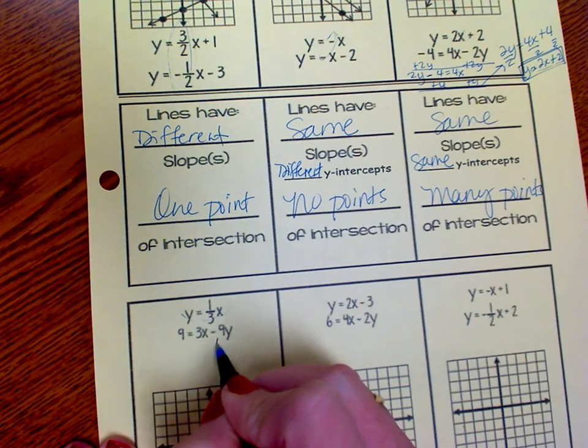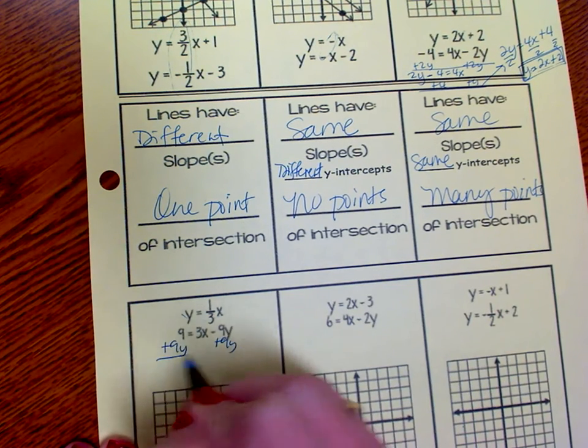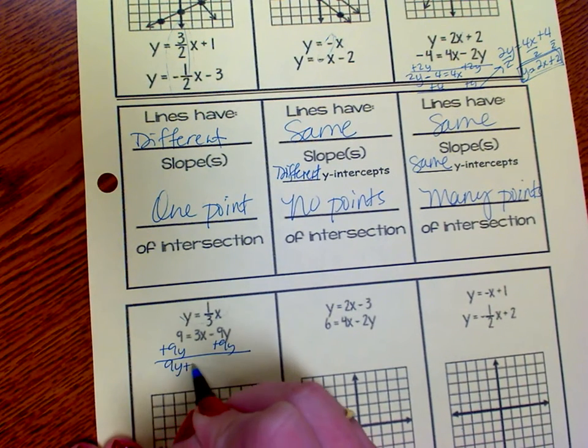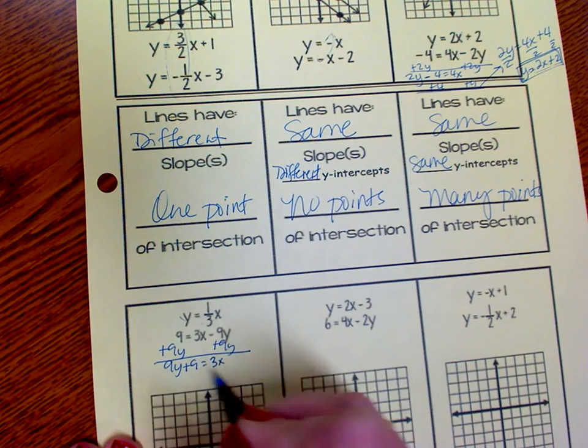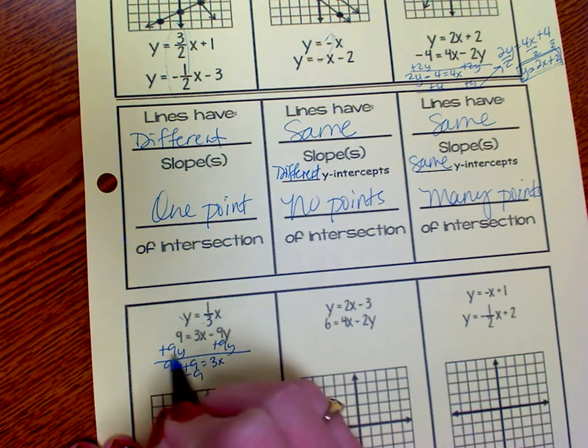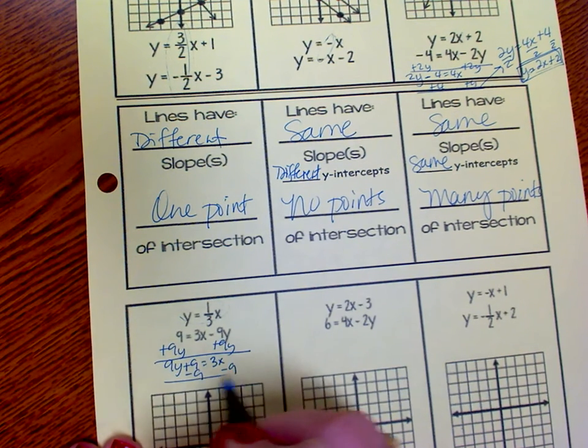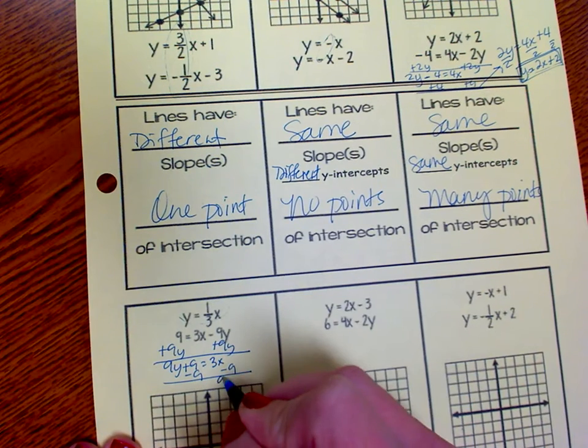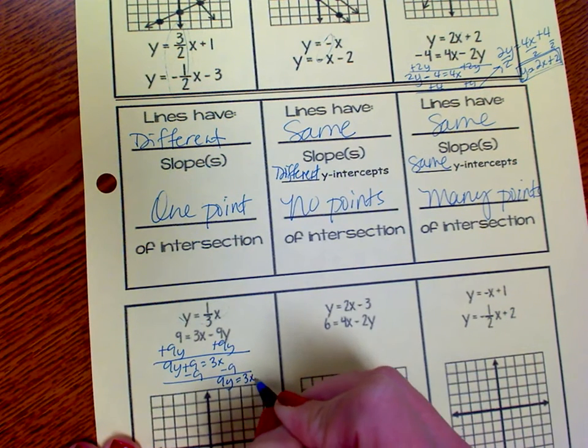And so we add 9y. We have 9y plus 9 equals 3x. So I'm going to move, and you can do this in all one line also. You can subtract this 9 at the same time. So you have 9y equals 3x minus 9.